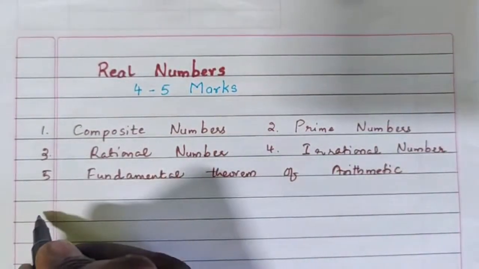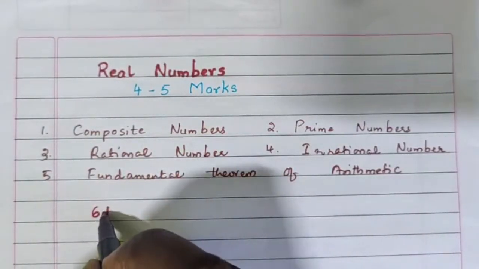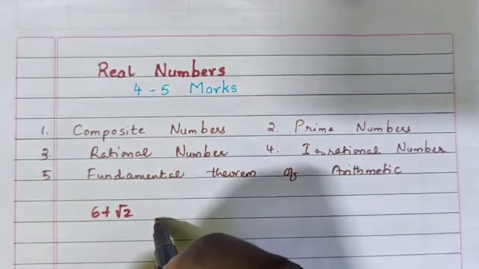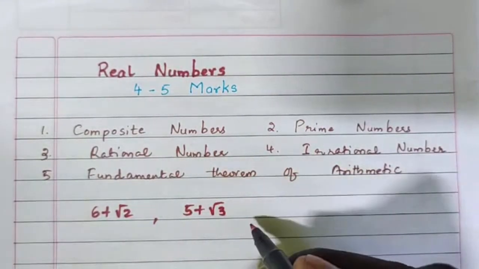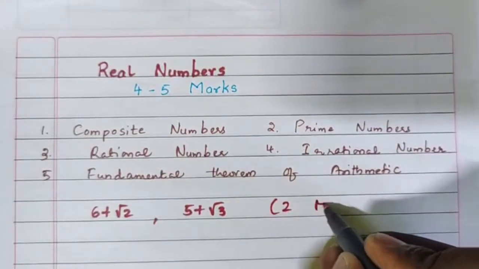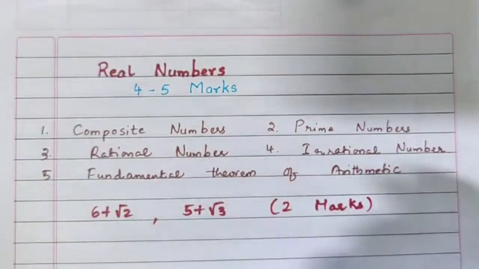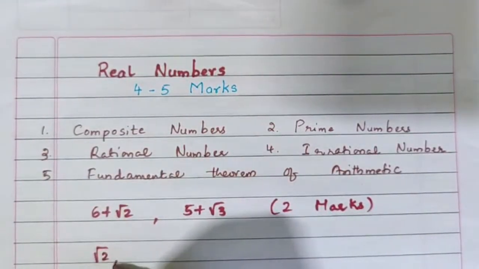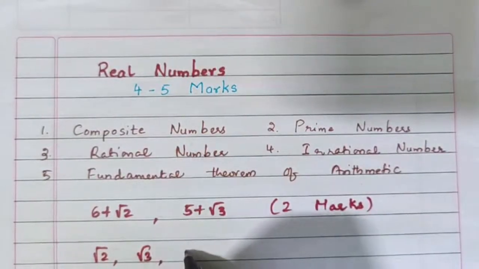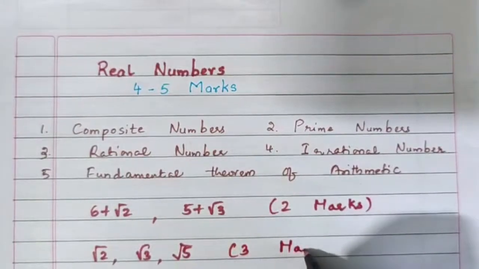Then, important for 2 marks, they can ask like prove that 6 plus root 2 is irrational, or 5 plus root 3 is irrational, for 2 marks. Otherwise, for 3 marks, they can ask, prove that root 2 or root 3 or root 5 is an irrational number, for 3 marks.